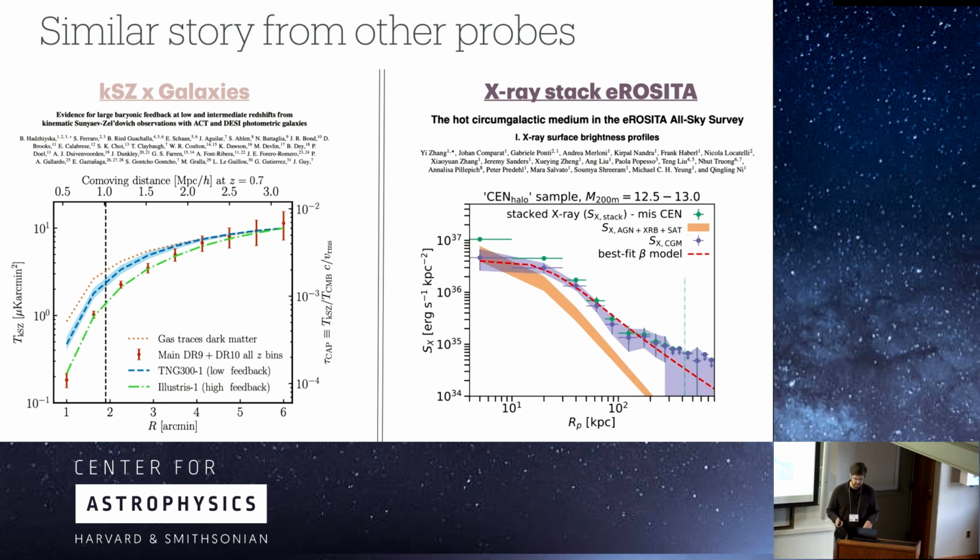So on the left is a very recent KSZ galaxy cross-correlation, where they find strong evidence against gas tracing the dark matter distribution. On the right, this has been mentioned a few times already, but an X-ray stack of something like 100,000 Milky Way-like galaxies finds that the hot gas fraction of these halos is well below the cosmological average.